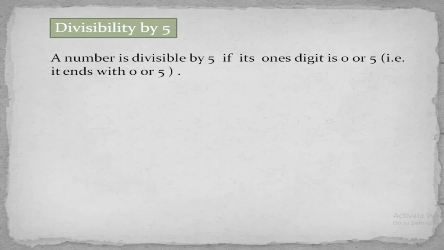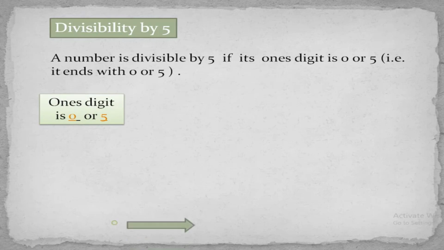The rule states that a number is divisible by 5 if its ones digit is 0 or 5. That is, it ends with 0 or 5. So if its ones digit is 0 or 5, this number is divisible by 5.